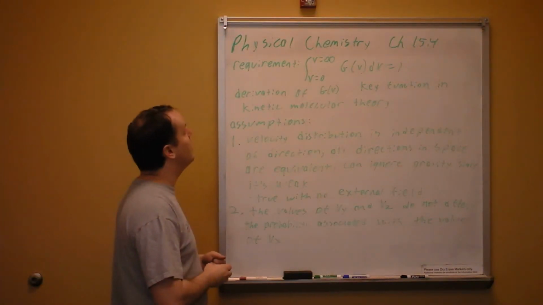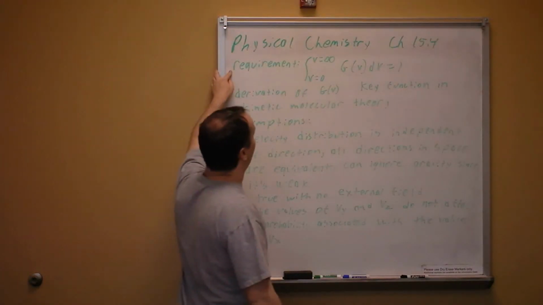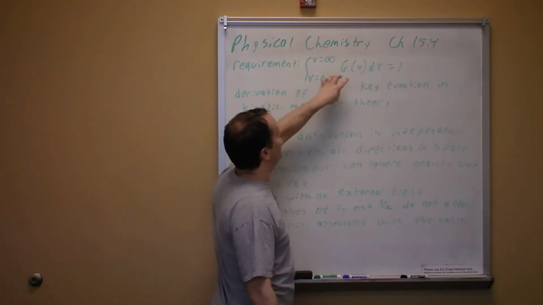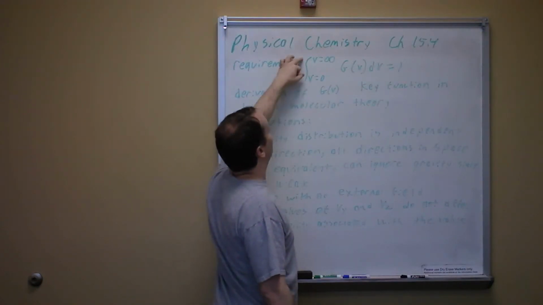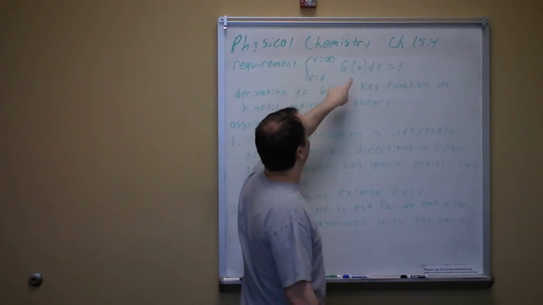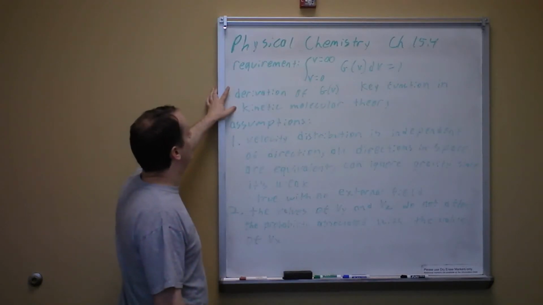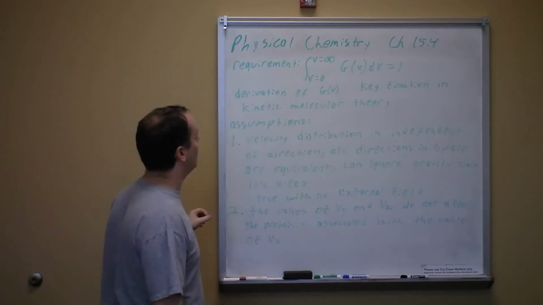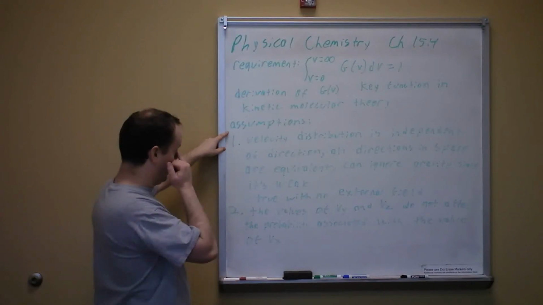Alright, we're going to continue about the distribution function, capital G of v dv. So the requirement is that the definite integral for the entire range is going to have to be equal to 1. Now for speed, remember, it can only be positive. And we're going to ignore the speed of light and so on and just say, okay, all the way from 0 to infinity, the definite integral of g of v dv is going to be equal to 1. Now we're going to get started on the derivation of capital G of v. This is a key function in kinetic molecular theory, so even though it's going to take a long time to derive the whole thing, it's kind of important, so we're going to do it.